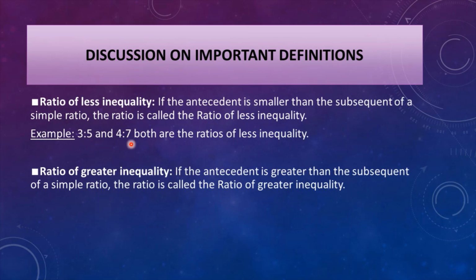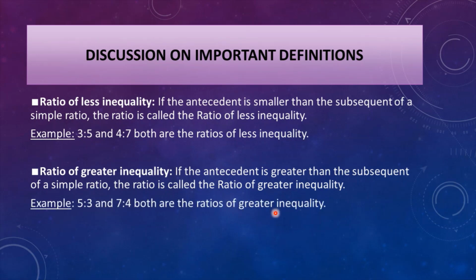Now, ratio of greater inequality. If the antecedent is greater than the subsequent of a simple ratio, the ratio is called the ratio of greater inequality. This is the opposite of less inequality. So example, 5 is to 3 and 7 is to 4 both are the ratios of greater inequality because the antecedent is bigger than the subsequent, and in the second ratio also the antecedent is bigger than the subsequent, my dear students.